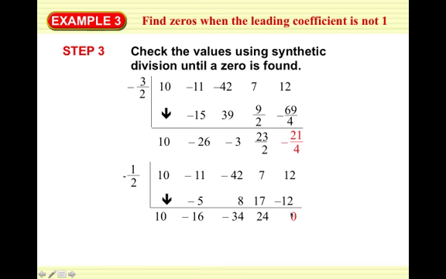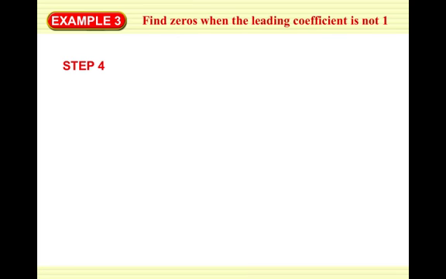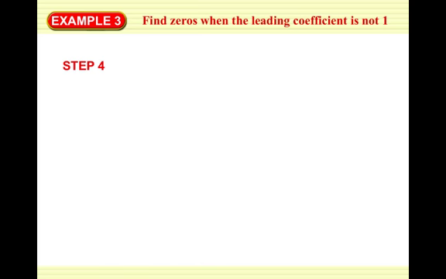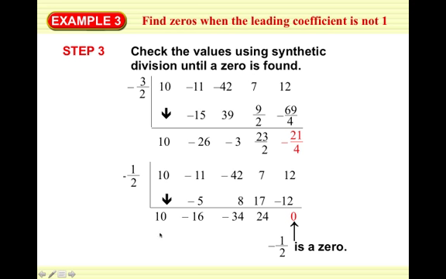Okay, so we know that we have the binomial x minus negative 1/2, so x plus 1/2, times our cubic quotient that we had. So if we go back and look right here, we started off with x to the 4, so this would be 10x cubed minus 16x squared minus 34x plus 24.